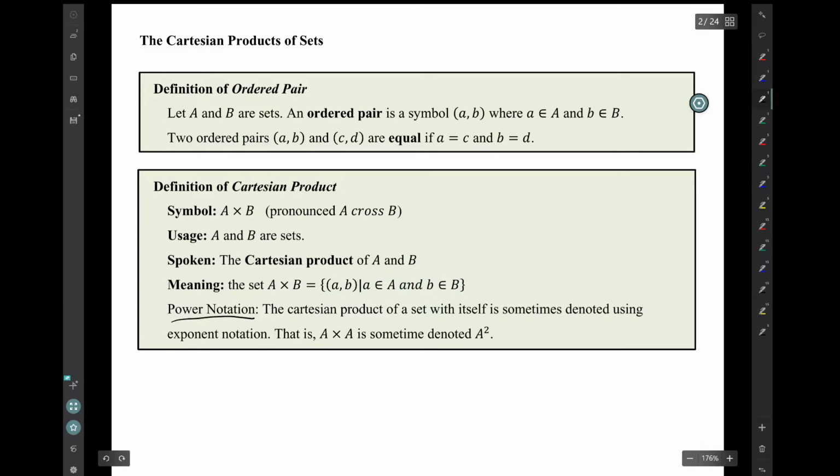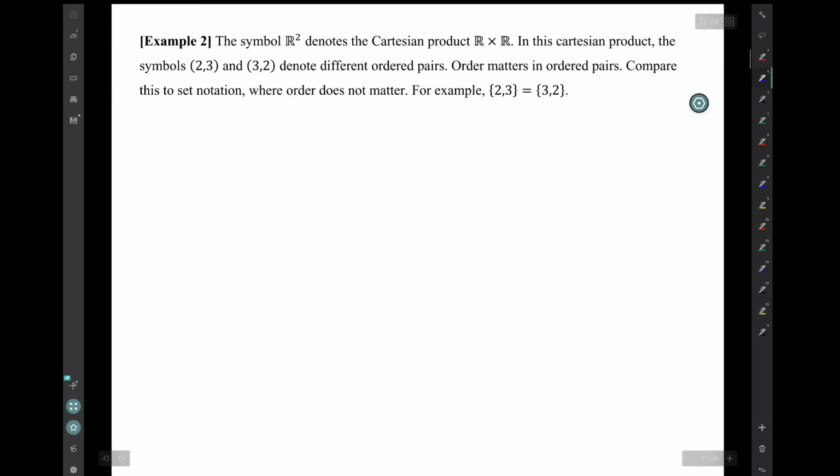Power notation is sometimes used for Cartesian products. The Cartesian product of a set with itself is sometimes denoted using exponent notation. So A cross A would be denoted A superscript 2. For example, this symbol, R superscript 2, denotes the Cartesian product, R cross R. In this Cartesian product, these symbols, (2, 3) and (3, 2), denote different ordered pairs. This symbol denotes the collection of all ordered pairs. Here are two examples of ordered pairs, and they are different ordered pairs. So in the Cartesian product, order matters.